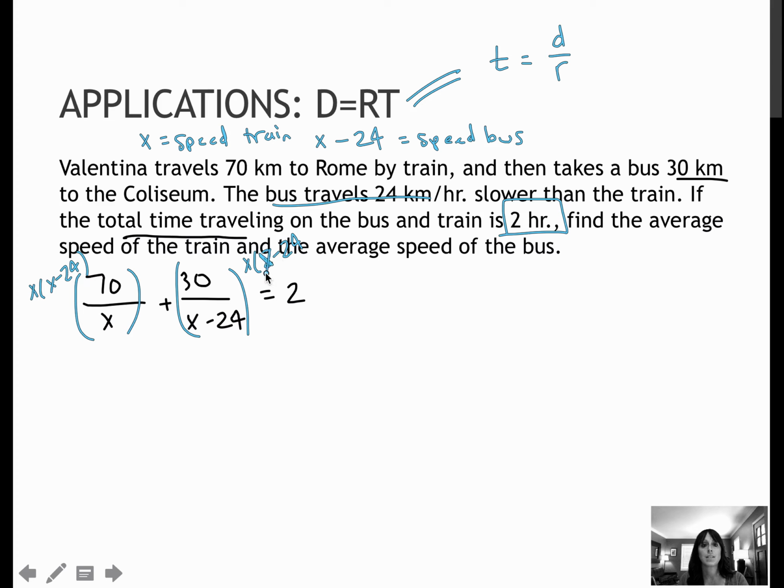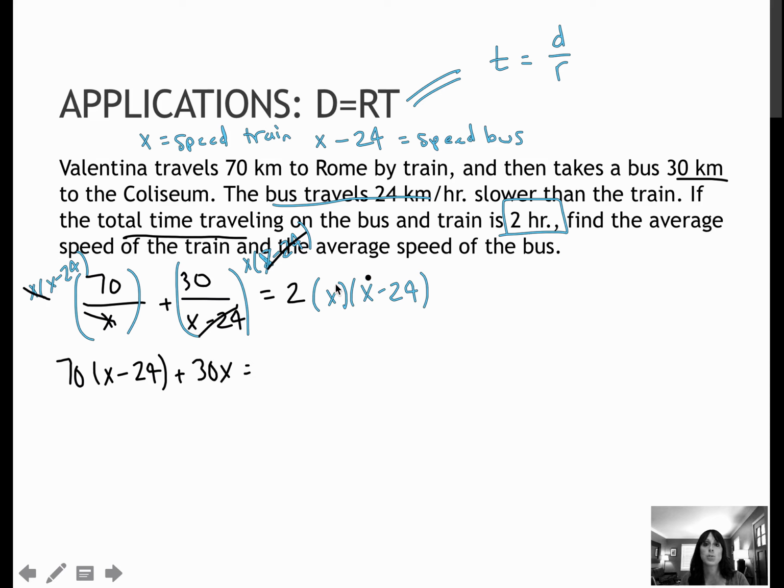Oops, that's supposed to be an x. And this times x minus 24. Just as always, I'm going to do some cancellation. And that gives me 70 times x minus 24. Notice I've kept it in the parentheses. The x minus 24 would cancel, and I'd have 30 and x.